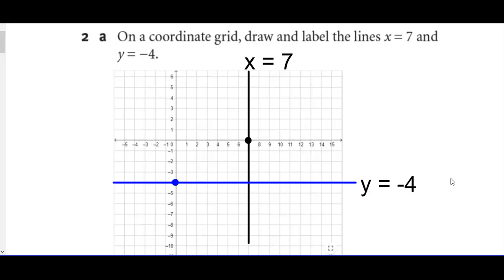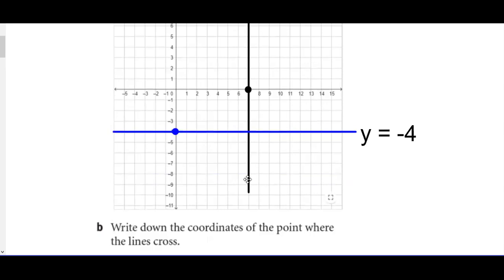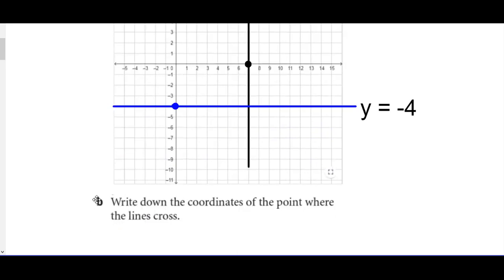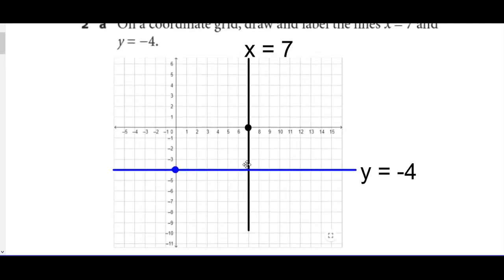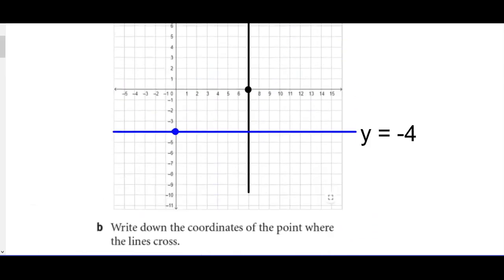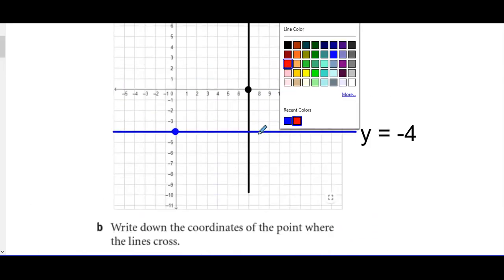So far, so good. We have x equal to 7, we have y equal to -4, and those are your required lines. Part B: write down the coordinates of the point where the lines cross. Where are these two lines crossing? Those two lines are crossing somewhere here. And the question is saying, write down the coordinates of the point where the lines cross. So put a mark where those lines cross and label the point.